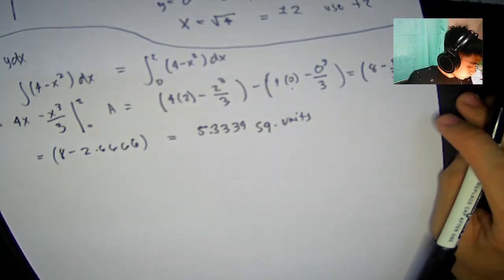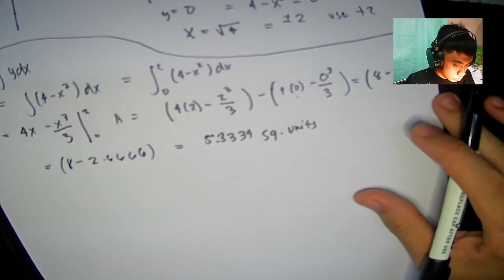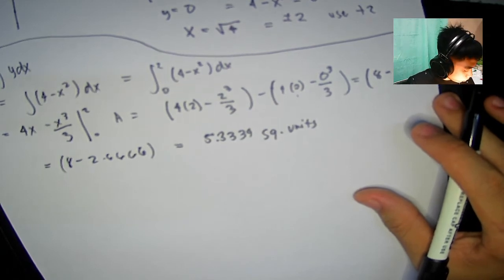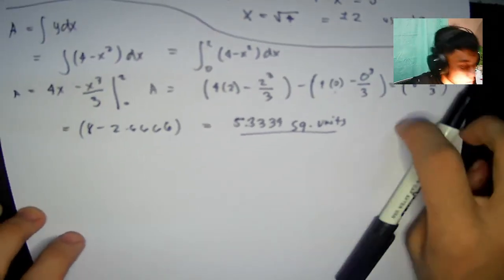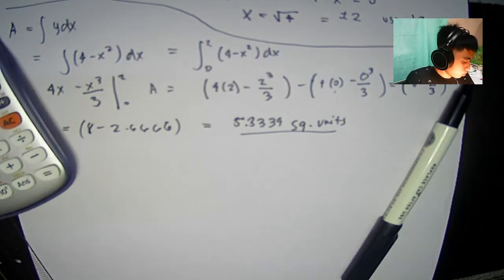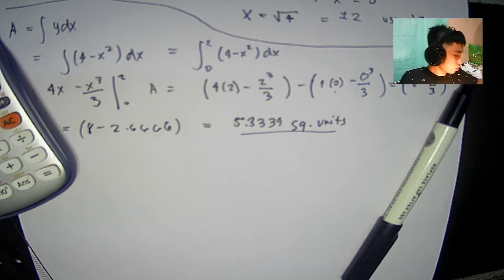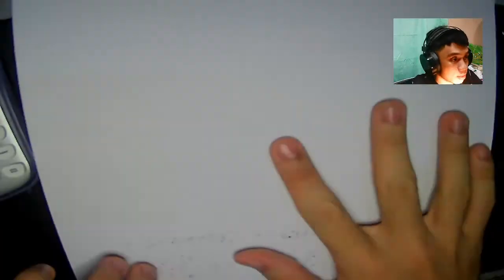Okay, another example. Can I use the back part? No, I can't. I'll get another bond paper. So okay.